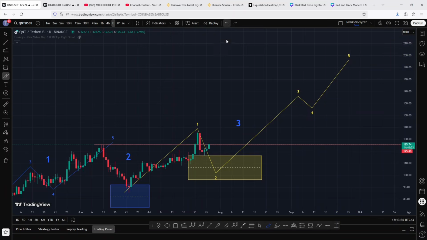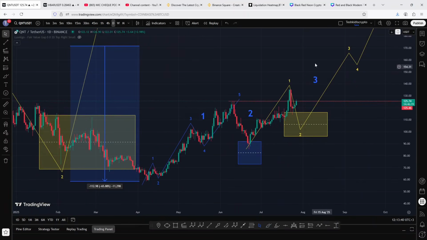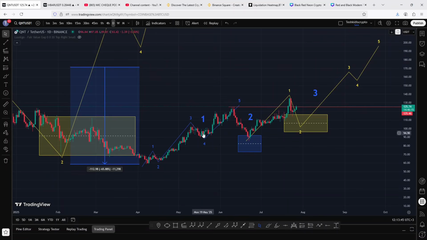Also remember that this 5 wave structure right here in yellow is part of a larger wave 3 to the upper side, and this larger wave 3 is part of a 5 wave structure that I have been observing from the lows we made on the 7th of April, where you can see that we peaked in a 5 wave structure, completing the formation of that first wave.